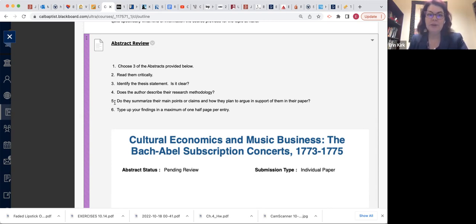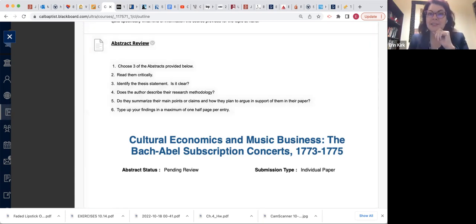And then lastly, you're going to type those up, and you really don't need more than about half a page per abstract, but you do want to make sure you cover those main points. So is the thesis statement clear? And what did they say about their research methodology? And did they talk about their main points and how they plan to prove them? Okay, that's what we're looking for.